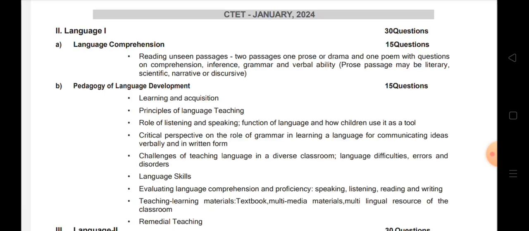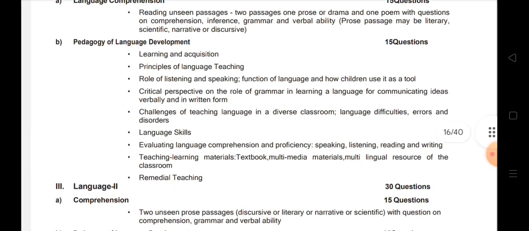grammar and verbal ability. Prose passage may be literary, scientific, narrative or discursive. So you have to take care of what you are reading and how you are reading. You have to slow down your pace of reading. And as I give you the techniques, this is one of the very influential and helpful techniques which you can follow while solving comprehension. First of all, you read the questions and then you go and read the passage, then directly you will be getting the answers to your questions.